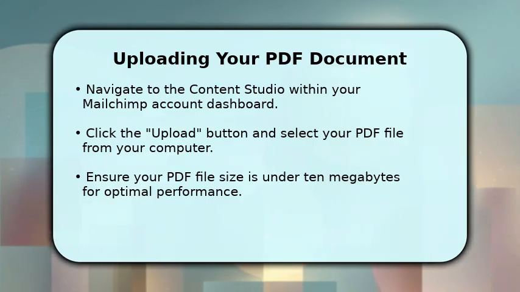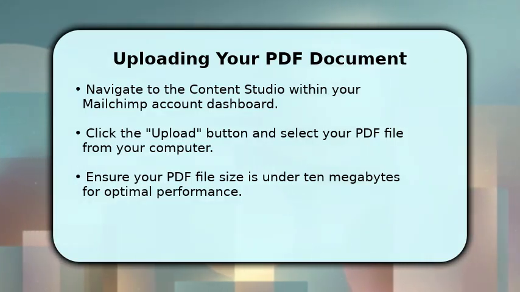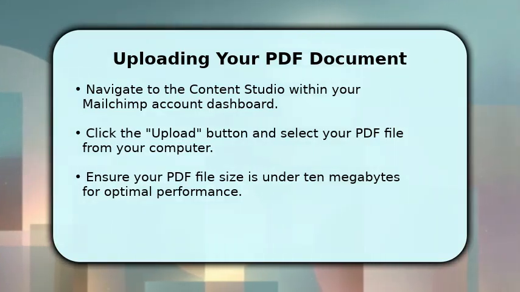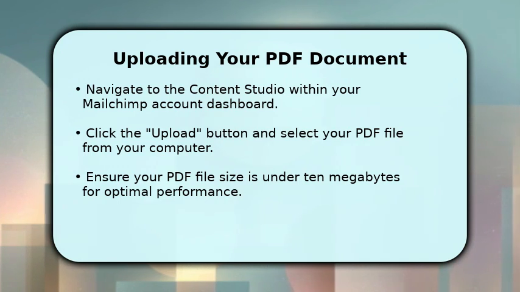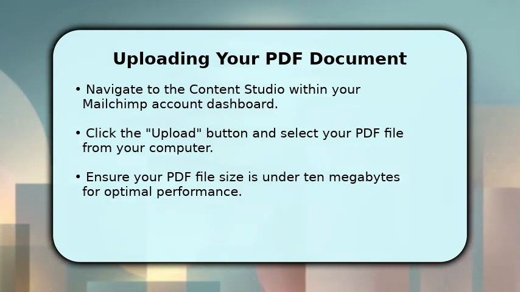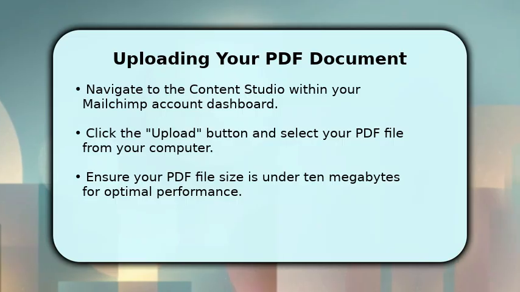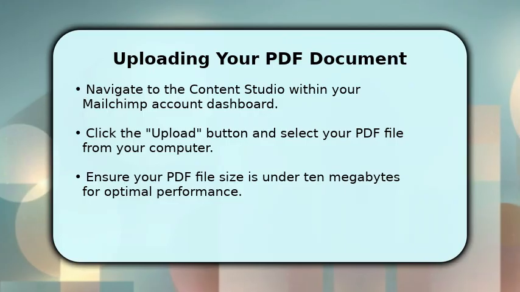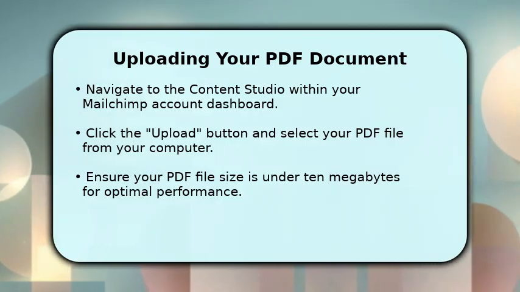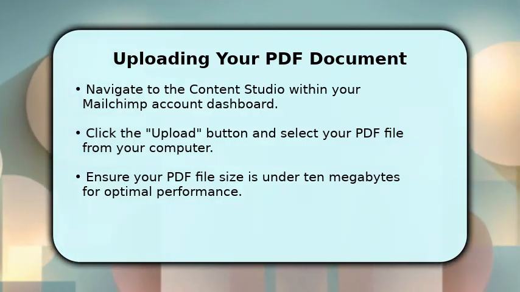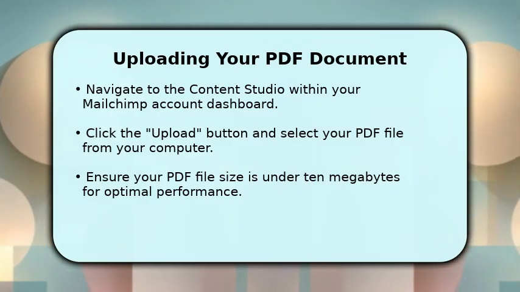First, let's get your PDF into Mailchimp. Head over to your Content Studio, which is your central hub for all your media files. From there, you'll see an Upload button. Click it, and then choose your PDF document from your computer. Remember to keep your file size manageable, ideally under 10 megabytes, to ensure quick loading times for your recipients.